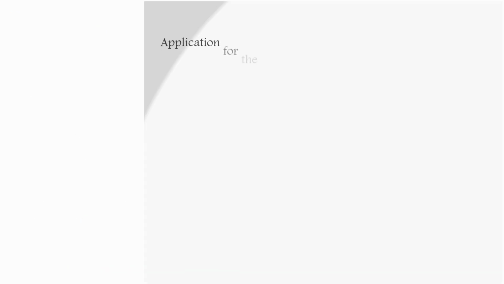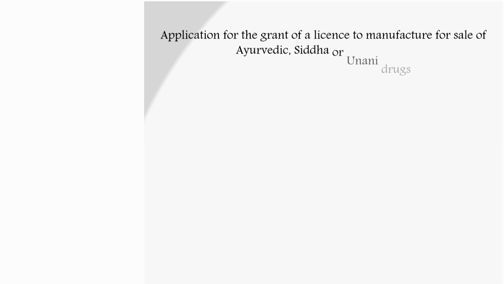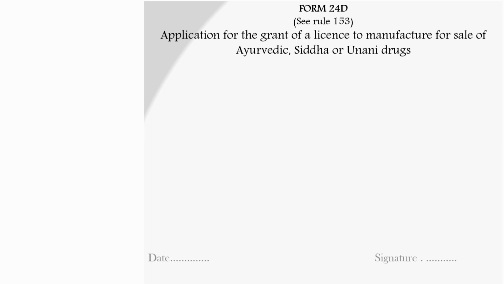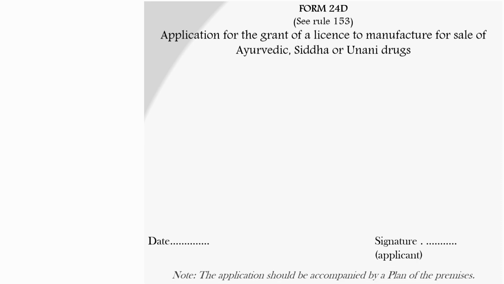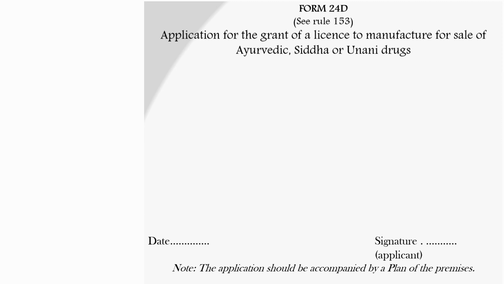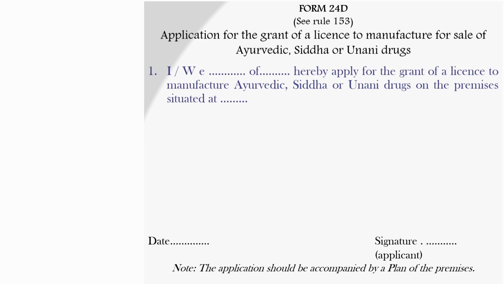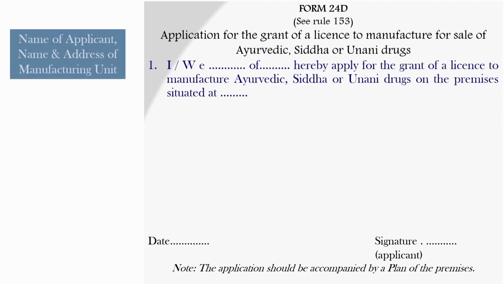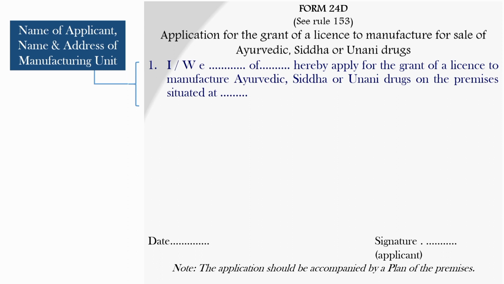Now coming to the application for the grant of a license to manufacture for sale of Ayurvedic, Siddha or Unani drugs. The application is made in Form 24D, which comes under Rule 153 of the Drug Rule 1945. The application asks for information. The first information is about the name of the applicant, and the name and address of the manufacturing unit.